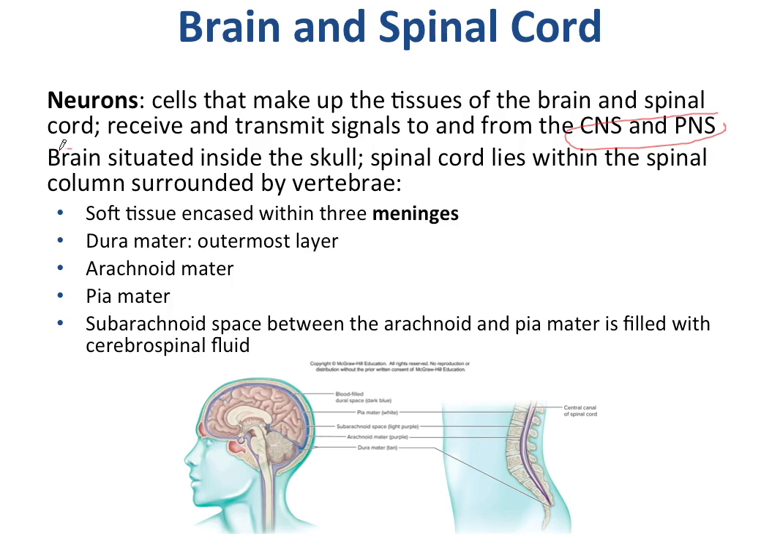So the brain is situated inside the skull. The brain is made of all kinds of neurons. The spinal cord is in the spinal column, surrounded by the vertebrae. The spinal cord is made of the axons of the neurons, and it also contains some neurons.